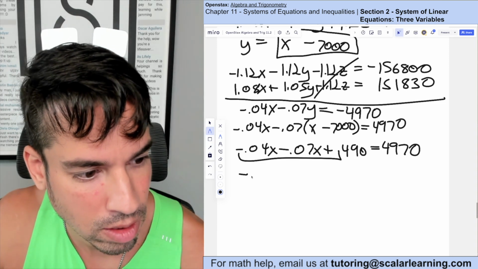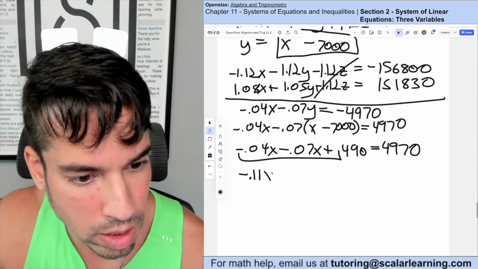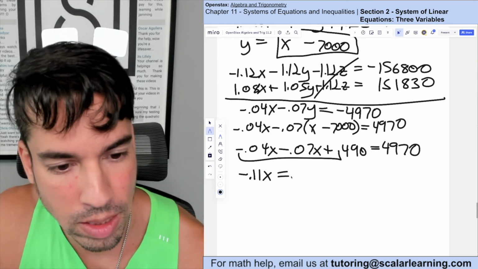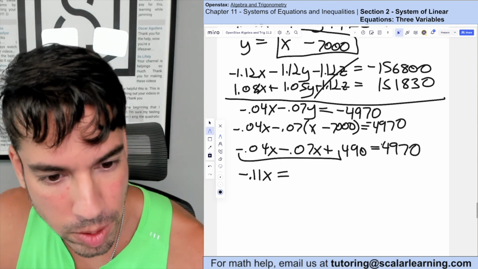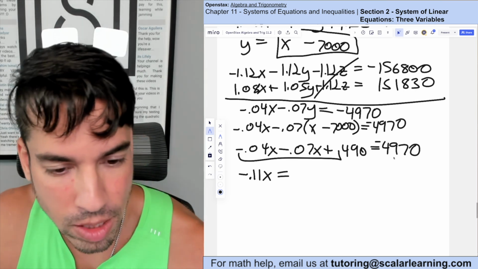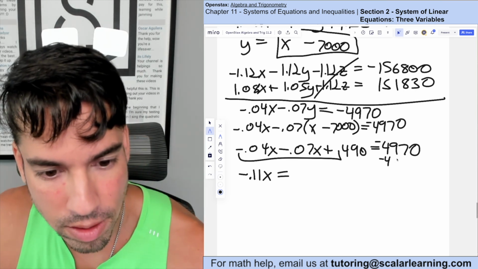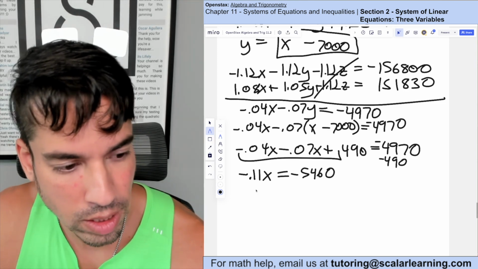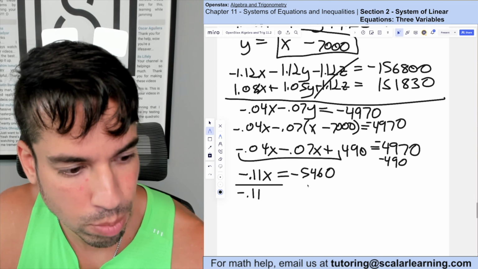That's negative 0.11x, simultaneously subtracting both sides by 490. Whoops, and it looks like I dropped that negative. Let me put that back up there. So negative 4,970, and then it's basically minus 490, which is like adding, because they're both negative, which is negative 5460. Last step, divide both sides by negative 0.11.